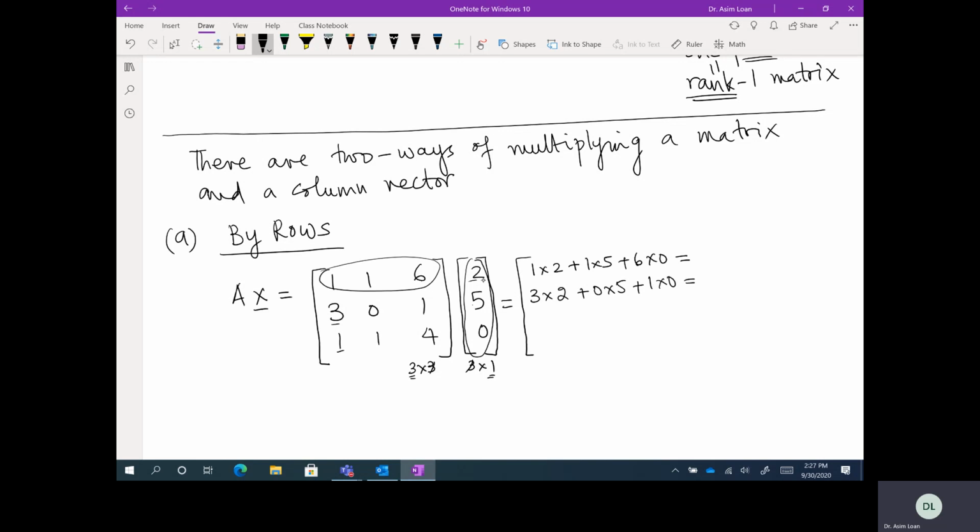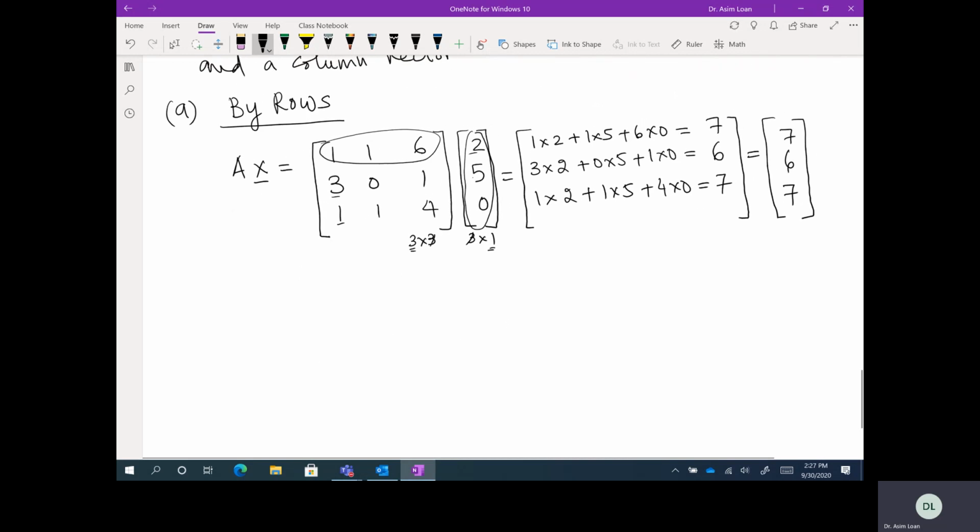And then lastly, it's 1 into 2 plus 1 into 5 plus 4 into 0. And let me quickly do this one. So this is 2 plus 5, 7. This is 6 plus 0, 6. 2 plus 5, 7. So actually this equals 7, 6, 7. So this is what you are familiar with. This is what you do.